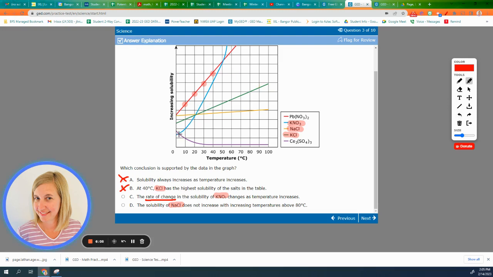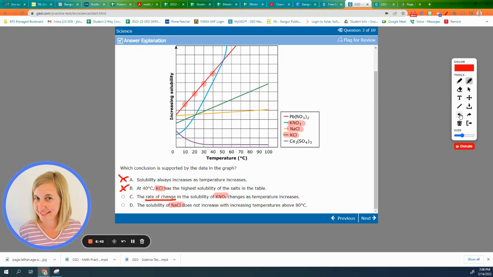However, for the blue line, we do not have a nice even slope here. The slope changes as the temperature changes. And same thing with the purple line. The solubility is decreasing fairly quickly until we get to about this 32-degree point. And then from here on out, the rate of change is constant. It's not changing at all. But from here to here, there was a different rate of change. So the rate of change of this purple line definitely changes as temperature increases.